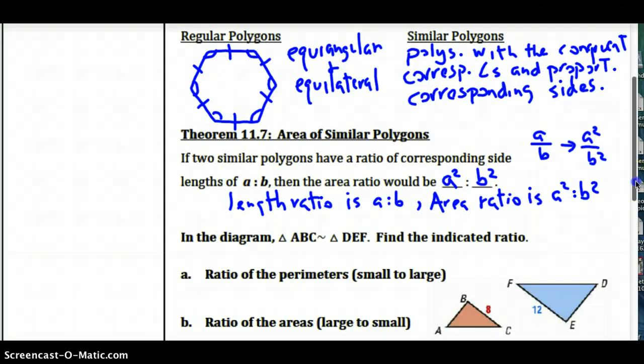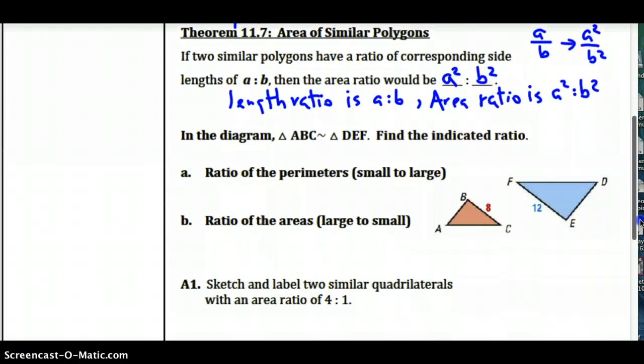Now our first couple of problems here, using theorem 11.7, the ratio of perimeters. Now perimeter, that's a length issue. So I have a length here at 8, a length here at 12. So I'm going to say, hey, I have 8 over 12 because they want it small to large. And that does reduce. We always try to reduce our ratios. That comes out to 3 over 2. Or 2 over 3, excuse me.